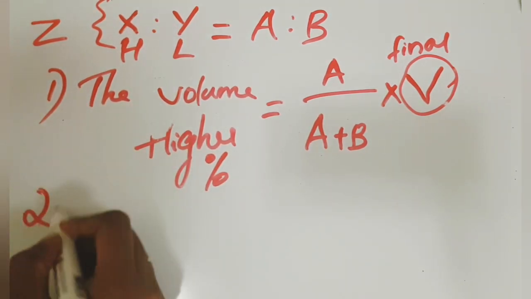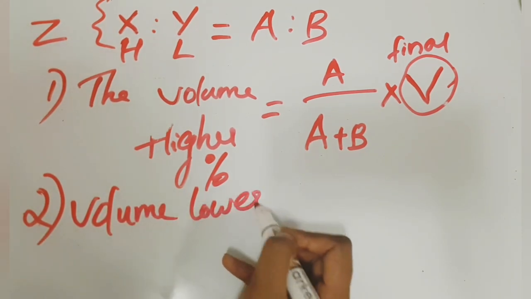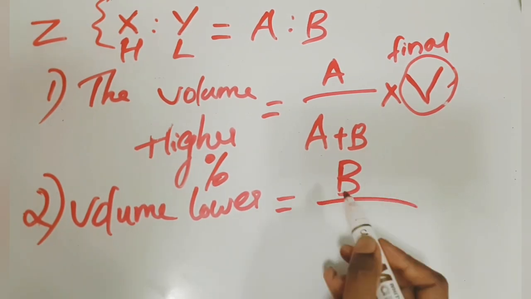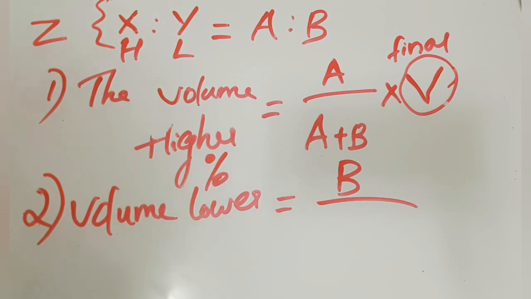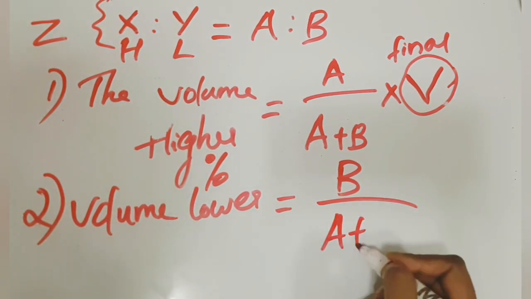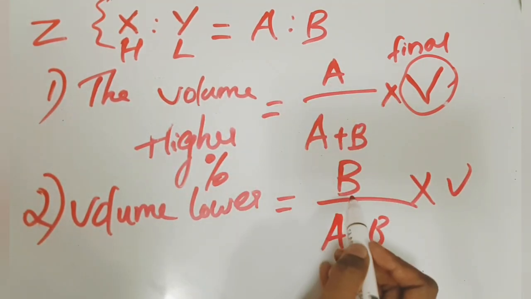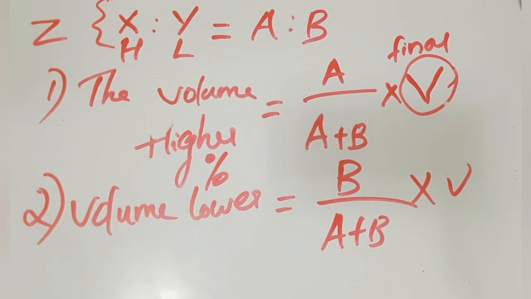Similarly, in order to find out the volume of lower percentage, that will be equal to, instead of A, B. B means the part that corresponds to the y percentage or the lower concentration, divided by A plus B into V. That is similar to this equation, the only difference is here we use B, the difference that corresponds to the lower concentration. By using this equation you can find out the exact quantity.